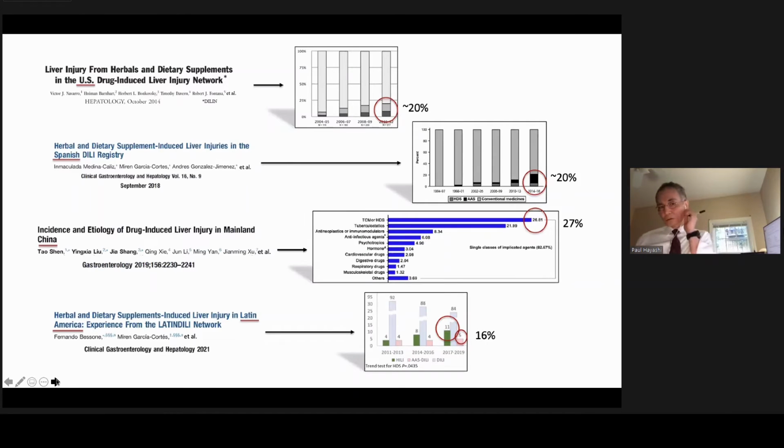So what about herbals? I think it's important to understand that the herbal industry is quite large. It's estimated about 150 billion US dollars worldwide. So you should not be surprised if your patients or subjects in a trial are taking herbals. The problem here is that there have been several registry studies from across the globe, the United States, Spain, China, and Latin America, that show that herbal-induced liver injury is not trivial.